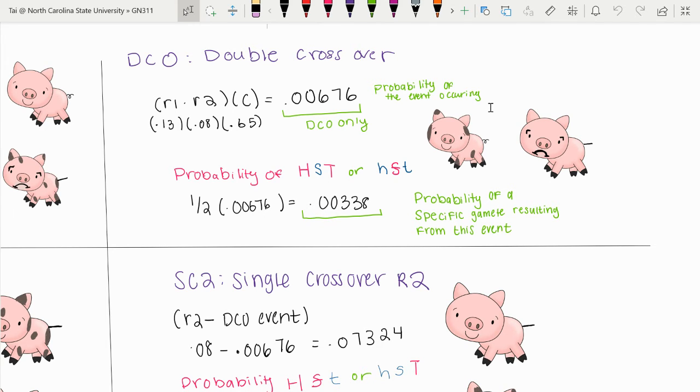coincidence. So 0.13 times 0.08 times 0.65, giving us a value of 0.00676, but we're not done. This value is only the probability of a double crossover event. To calculate the probabilities of getting a specific gamete, so happy spotted springtail or grumpy no spot straight tail, I would need to multiply the first value by 1/2 because a DCO could give us either gamete. So the final value of a specific event would be 0.00338. The next gamete type I will go over is the SC1 or single crossover event.